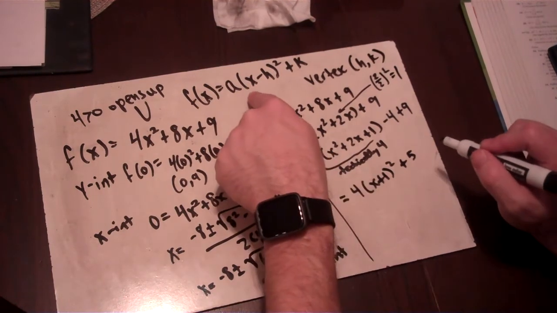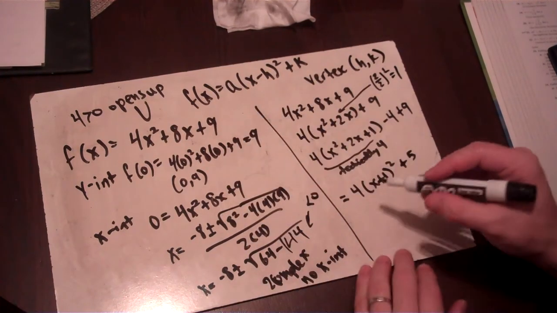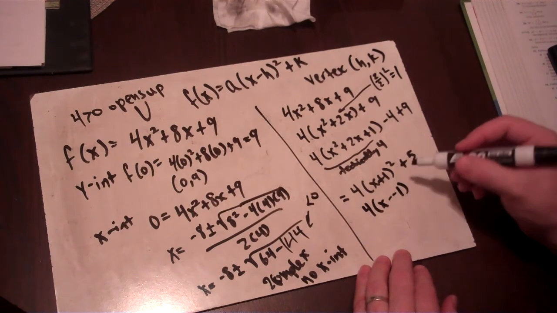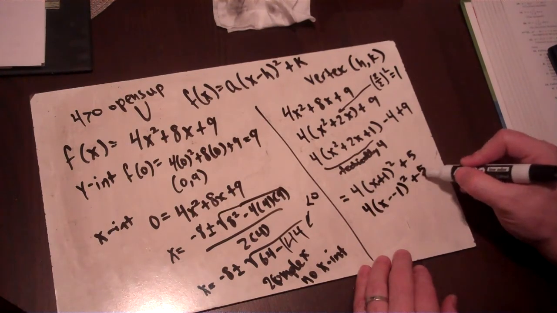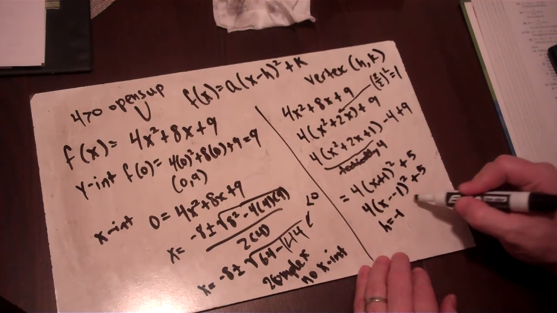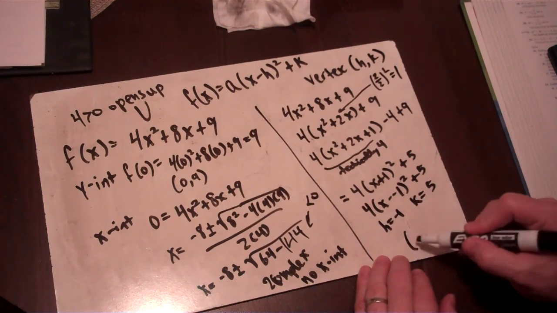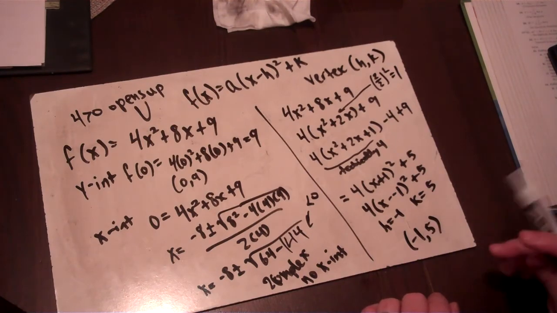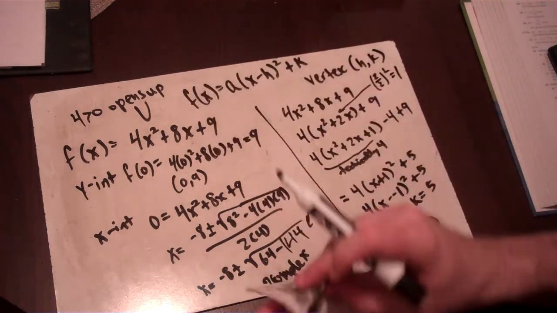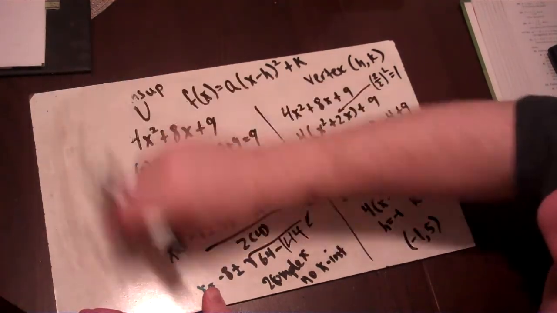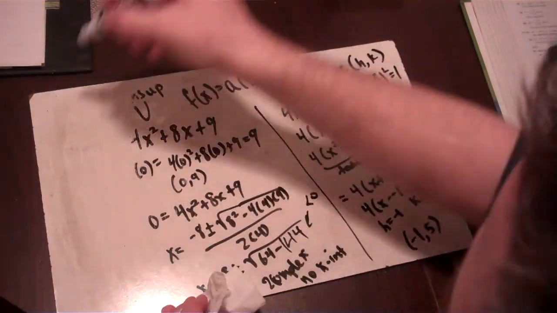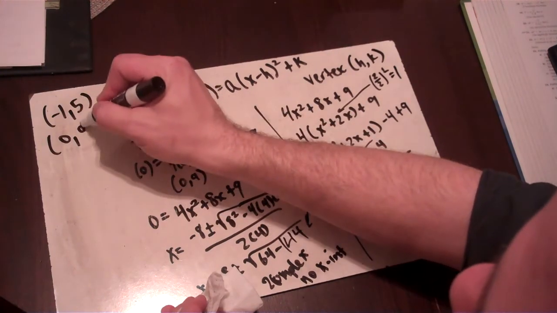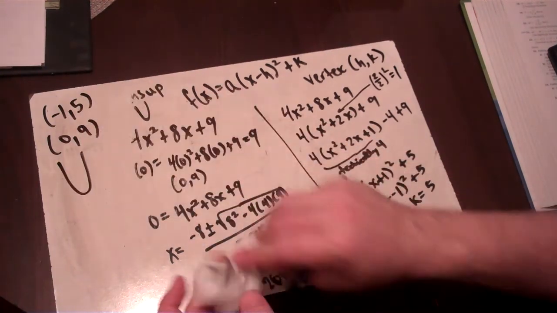So if we look at the form for the vertex, then in our case we have 4 times x minus negative 1, if I had a minus something, squared plus 5. So h is equal to negative 1, k is equal to 5. And so the vertex is at negative 1, 5. Alright, so this gives me some important points. I've got negative 1, 5. I've got 0, 9. And I've got opens up.